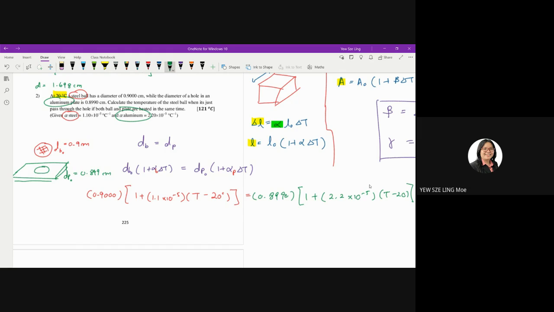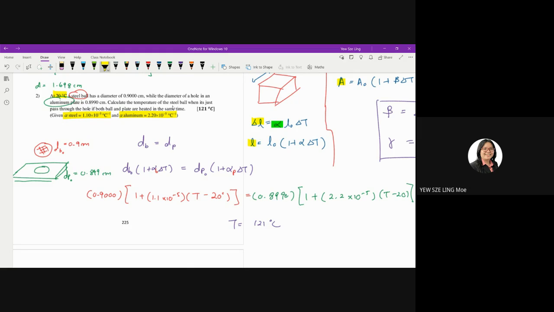All right, so initially, both of them are 20. Finally, both of them are T. So T is the value that we want to find. So rearrange the equations and eventually you will obtain T equals 121 degrees C. Okay, T is equal to 121 degrees C. Now, does it make sense? If you look at these two values, the alphas for steel and for aluminum, well, it does make sense.